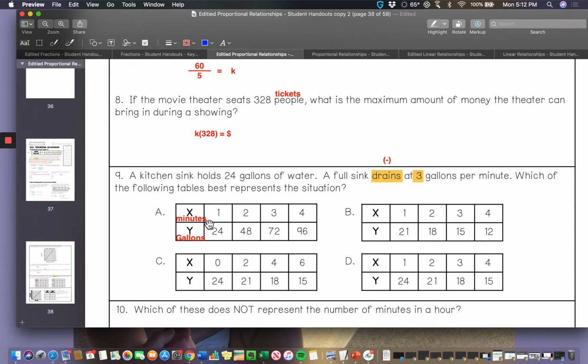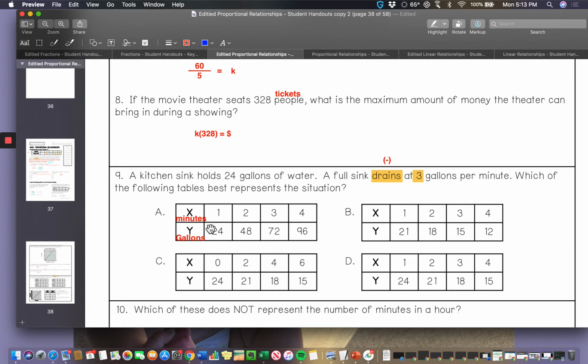Okay, so we got X is our minutes. We have 1 minute that passed, and there's still 24 gallons of water. Well, that doesn't really represent the situation here, does it? It says that after a minute, per minute, it's draining 3 gallons. Well, a minute passed, and there's still 24 gallons in letter A here.